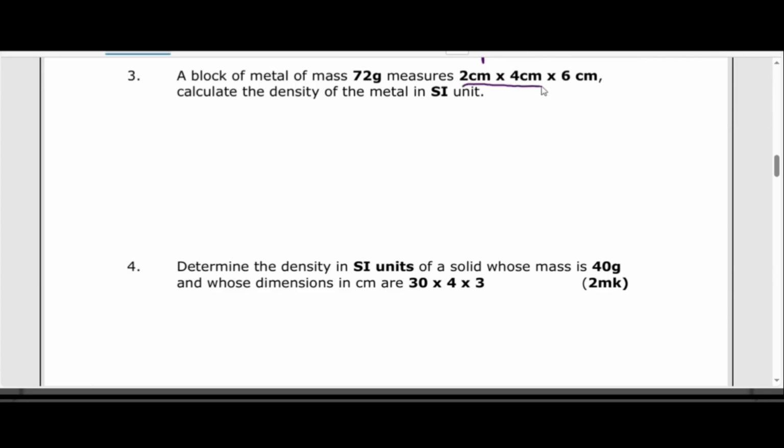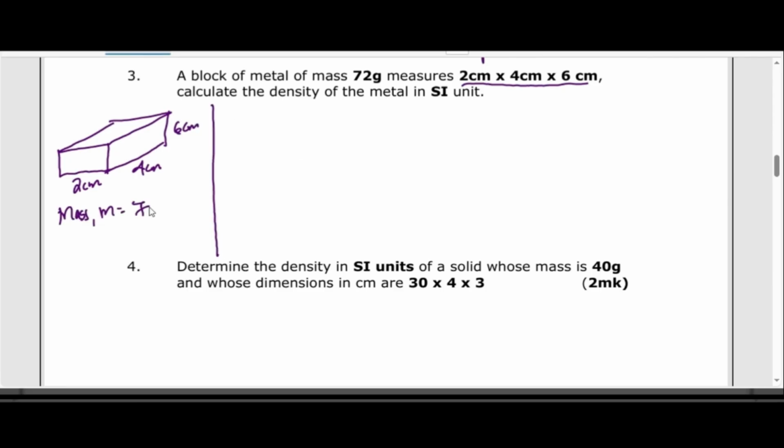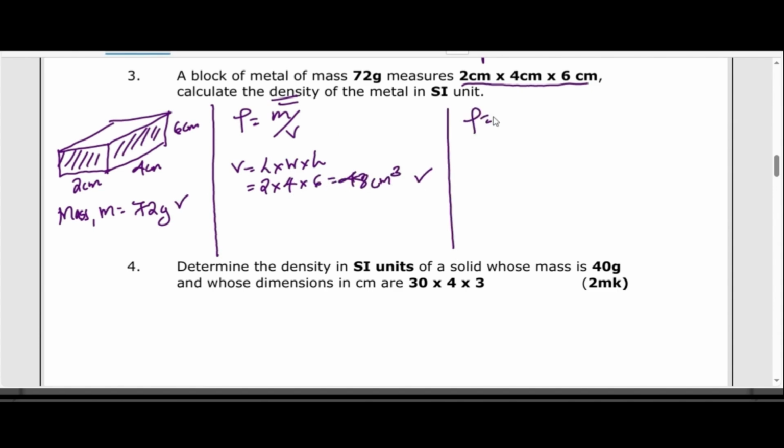You have a block of metal which is in that shape. You have the dimensions. You come and get the mass. Mass, I'm told it's here. This is the mass of 72 grams. And I know density is equals to mass all over volume. So I have the mass, but I'm missing volume. Volume is length multiplied by width multiplied with height. So that your answer is 48 centimeters cube.